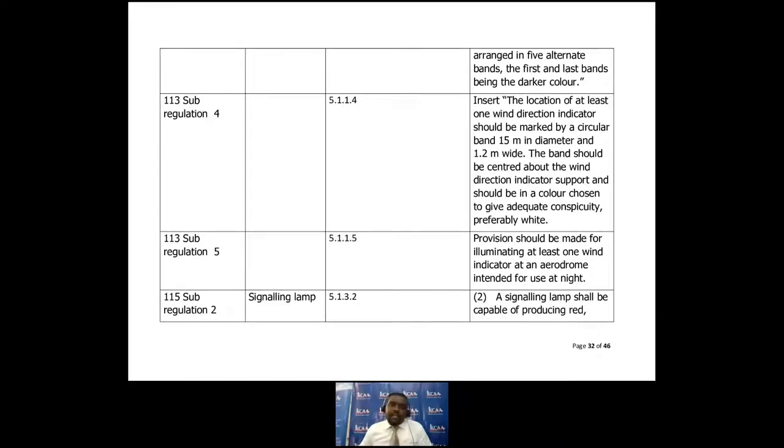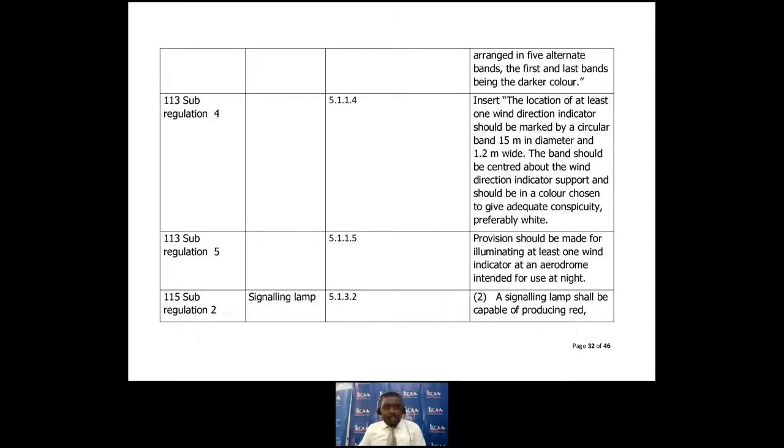So 113, subregulation 4. The words are, the location of at least one wind direction indicator should be marked by a circular band of 15 meters in diameter and 1.2 meters wide. That is the band, and the band should be centered about the wind direction indicator support, and should be in a color chosen to give adequate conspicuity, preferably white. So we still have more provision on 113, that is regulation 5, that provision should be made for illuminating at least one wind direction indicator at an aerodrome intended for use at night.